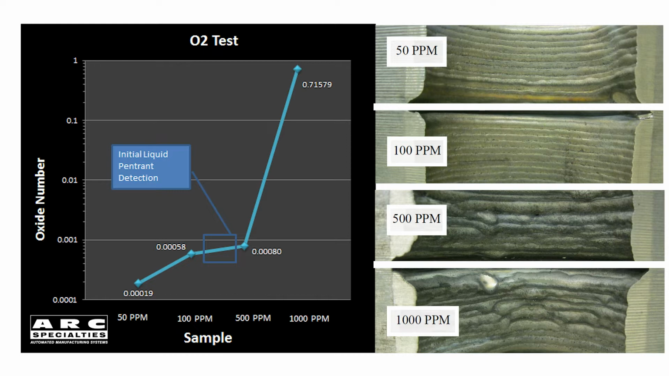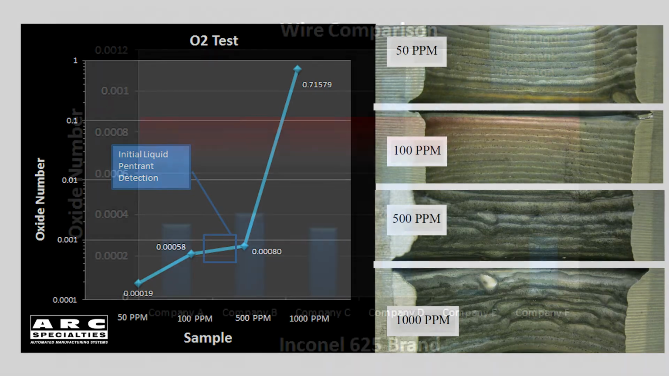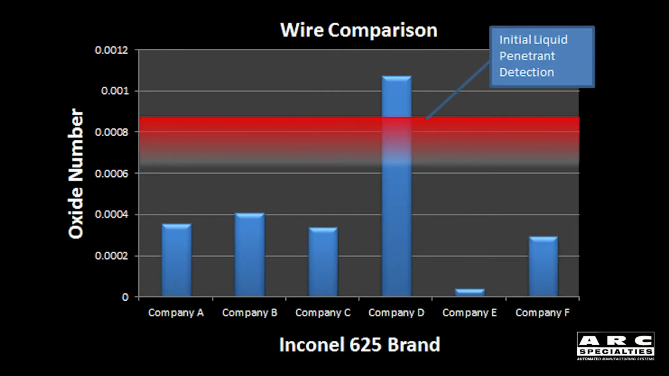What we found was if you had greater than 0.0008 or 800 parts per million inclusions, then you could detect these defects with liquid penetrant inspection. But you could also determine if you were very nearly at that limit or if you had an extremely clean weld. Our inclusion ratio test is a powerful tool. Not only can you use it to determine best practices, you can also quantify base metal cleanliness, shielding gas purity, and wire quality. One of the biggest variables in Inconel overlay cladding is wire quality.